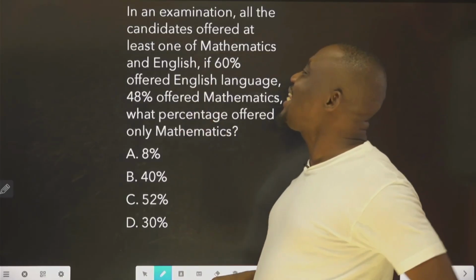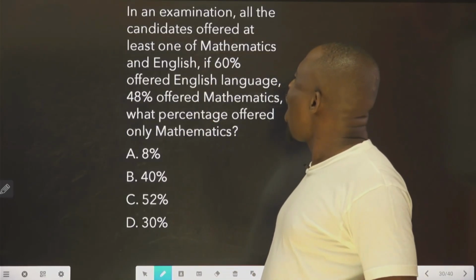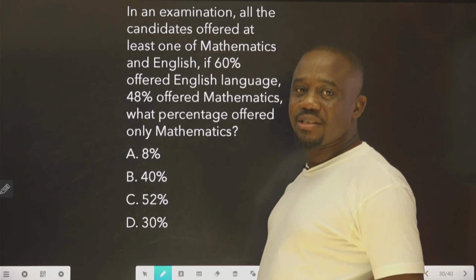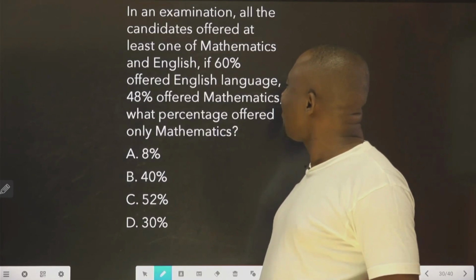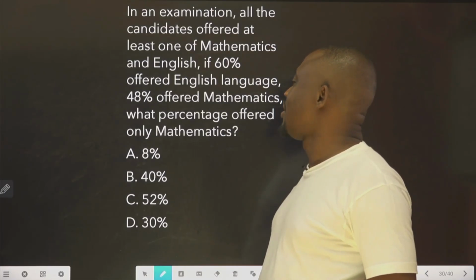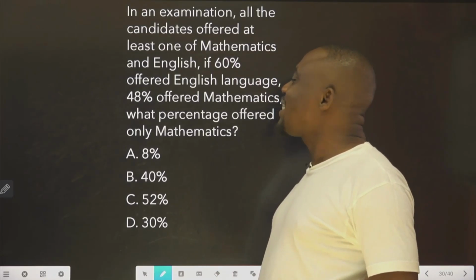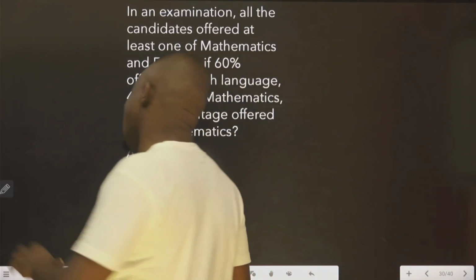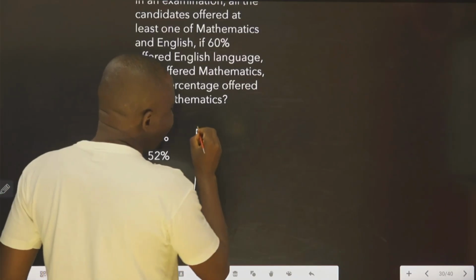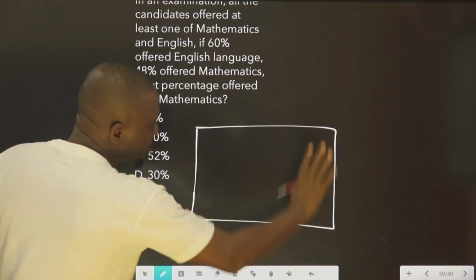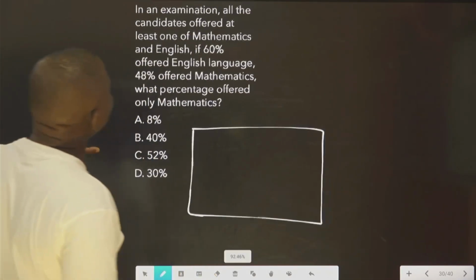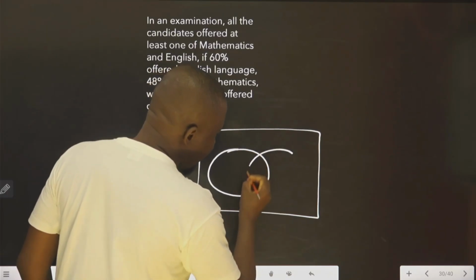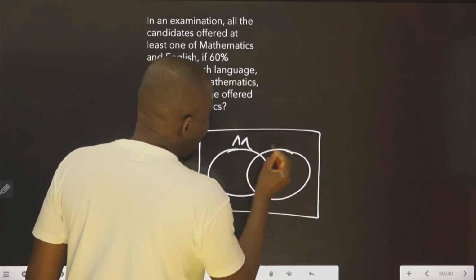Let's look at this. It says, in an examination, all the candidates offer at least one of mathematics and English. If 60% offered English language and 48% offered mathematics, what percentage offered only mathematics? Let's break it down using the Venn diagram. This represents the universal set. How many subjects are we considering? We are considering maths and English.